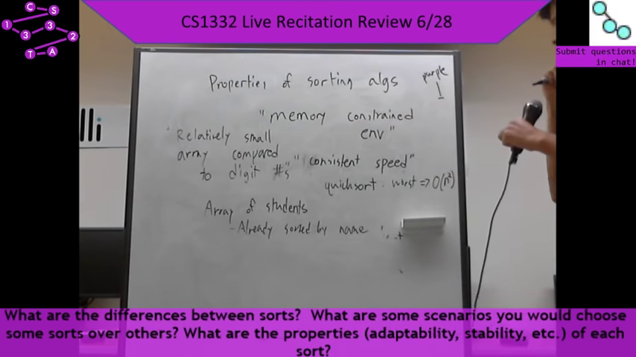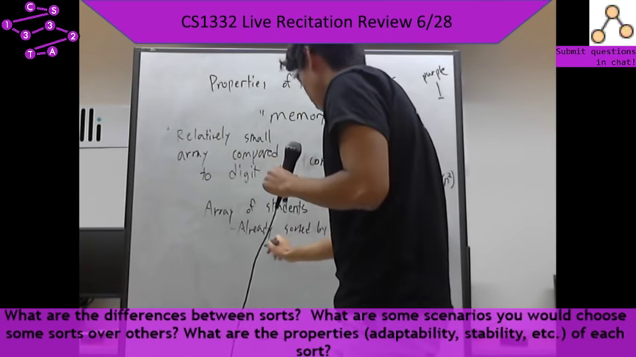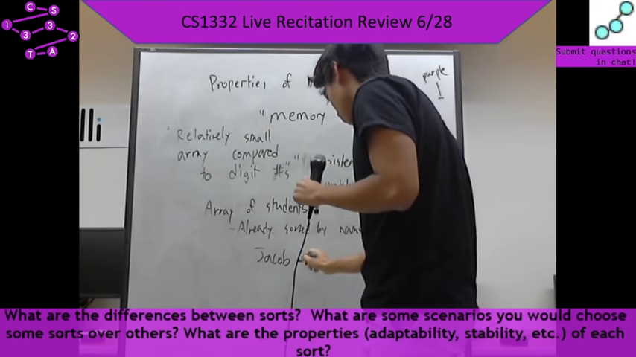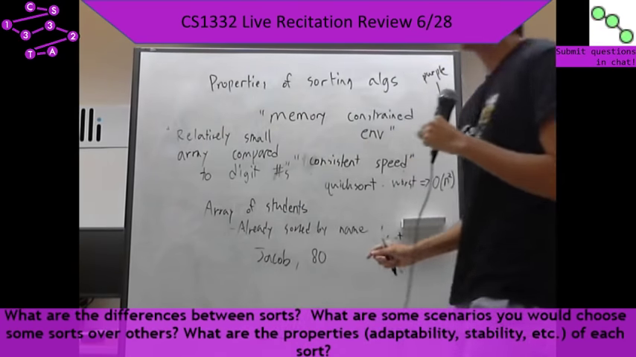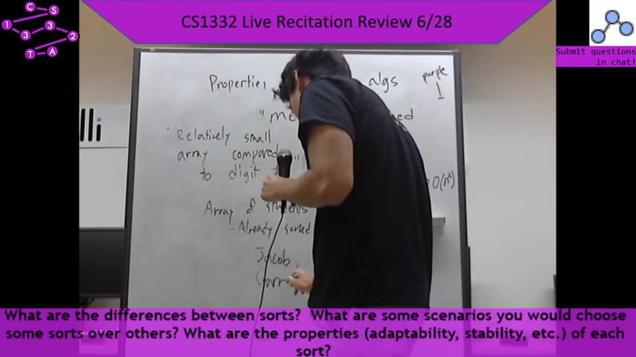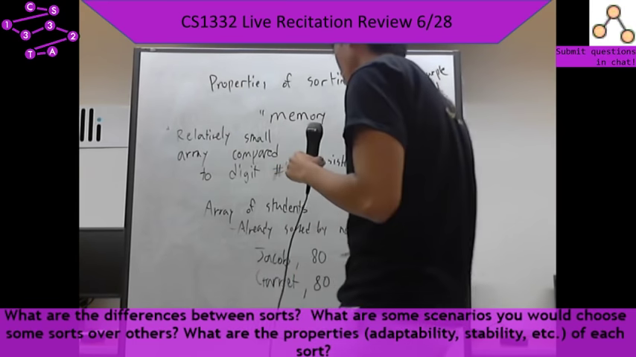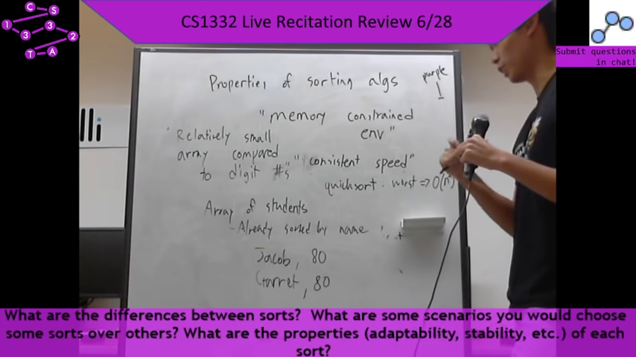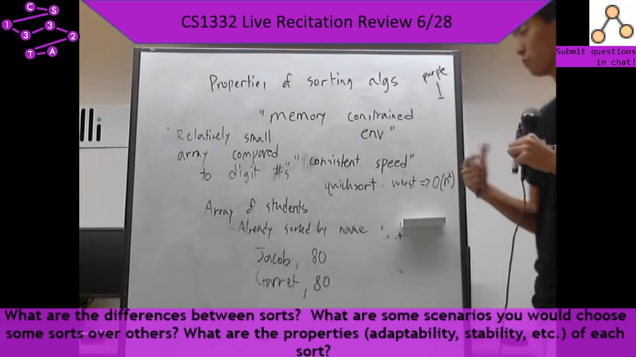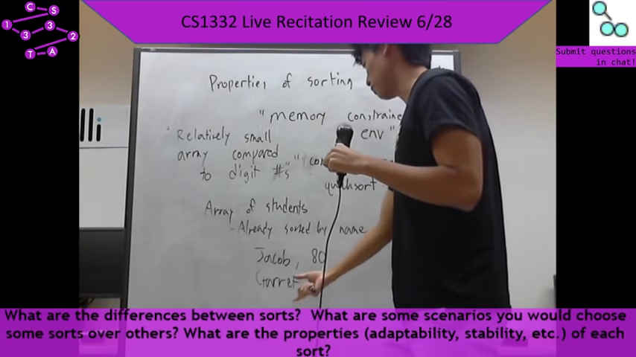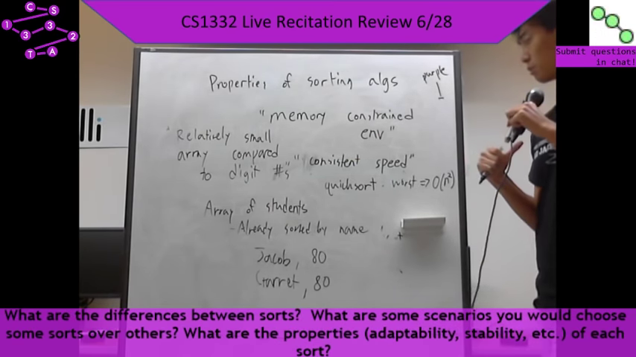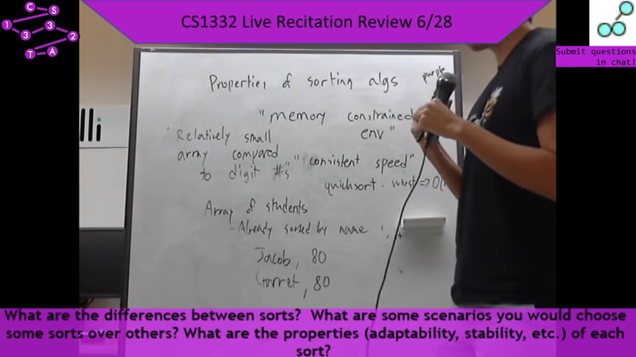So if say Jacob got an 80, and let's say Garrett also got an 80 on the exam. So when I sort this already sorted array by exam score, because they were already sorted by name, I would want Garrett to still come before Jacob. So within the same exam score, I want the names to be sorted. So if I want that, then I would want a stable sorting algorithm.